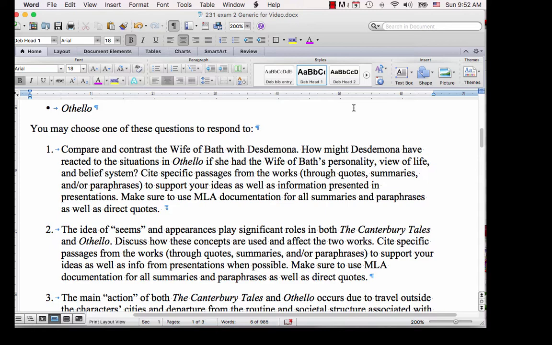You have to cite specific passages from the works through quotes, summaries, and/or paraphrases to support your ideas, as well as information presented in the presentations, in other words, in the videos. Make sure to use MLA documentation for all summaries and paraphrases as well as direct quotes. Now, all of that information is true regardless of which question you choose to respond to. And now that I've said that, we won't go over it again, okay? Okay, so let's talk about this question in particular.